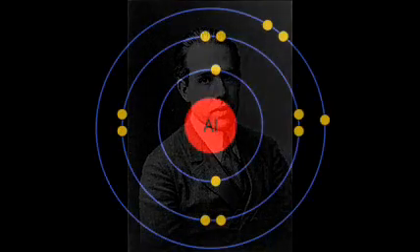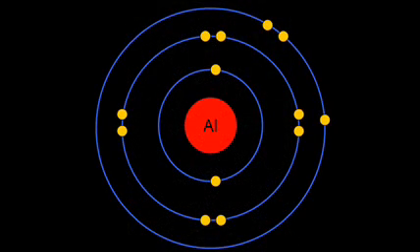Bohr's model is simple and very easy to understand. It is one of the most common models used worldwide nowadays. Through looking at Bohr's model, we learn the number of energy levels and the number of electrons an atom has. This is Bohr's atomic model of aluminium. Aluminium has 13 electrons, and the electrons are arranged in a 2-8-3 pattern.